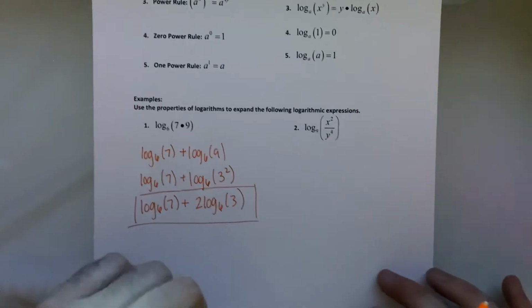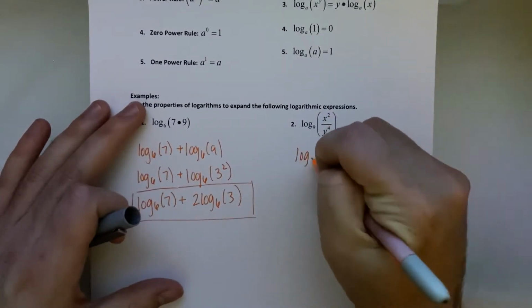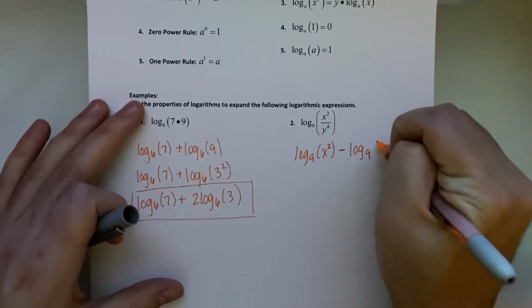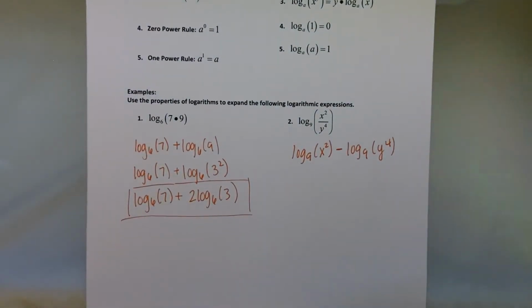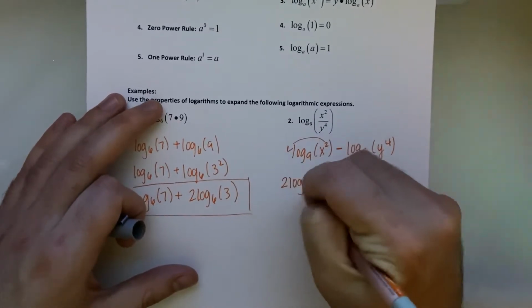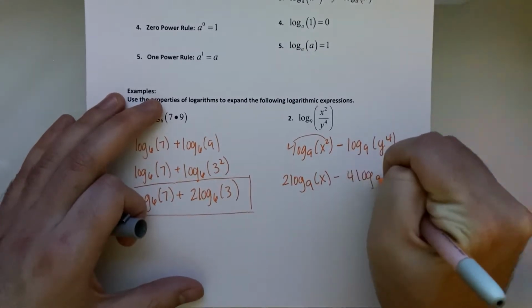Let's try it again with number 2. Log base 9 of x squared over y to the 4th. So log base 9 of x squared minus the log base 9 of y to the 4th. Again, division becomes subtraction. It would be the same as if we moved it up to the numerator with a negative power. And we'll see why that would be the case when exponents can move out in front. Each of these has an exponent that moves to the front. So 2 log base 9 of x minus 4 log base 9 of y.